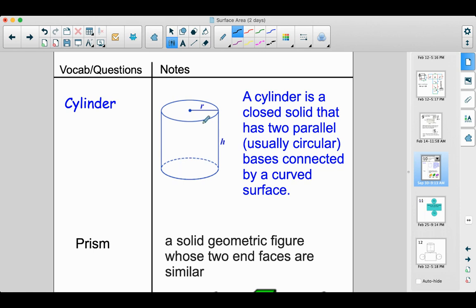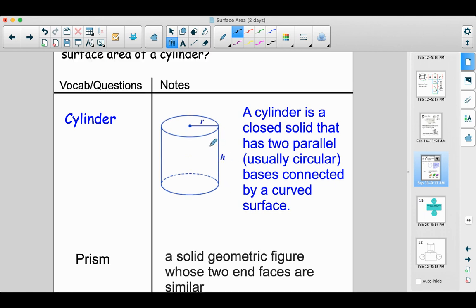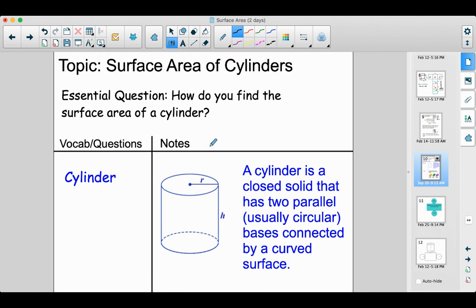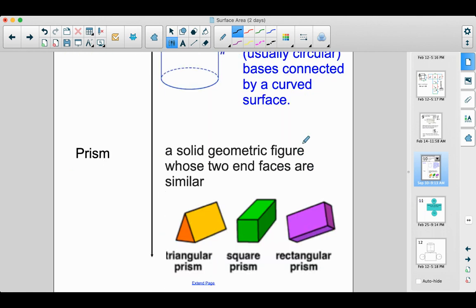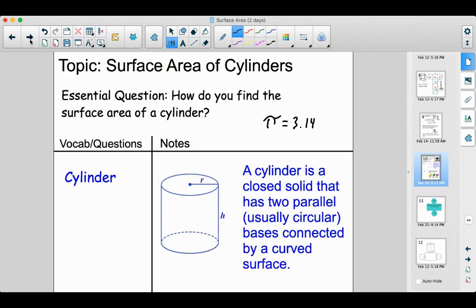A cylinder is like a prism. It's got two identical circles on either end, and then it's connected by a curved surface. Because we have circles and curved shapes, we're going to be using pi. Pi always comes up whenever you have curved things. So remember, we're going to use pi as 3.14. It's not exactly pi, but we're going to use that estimate so that we all get the same answers.